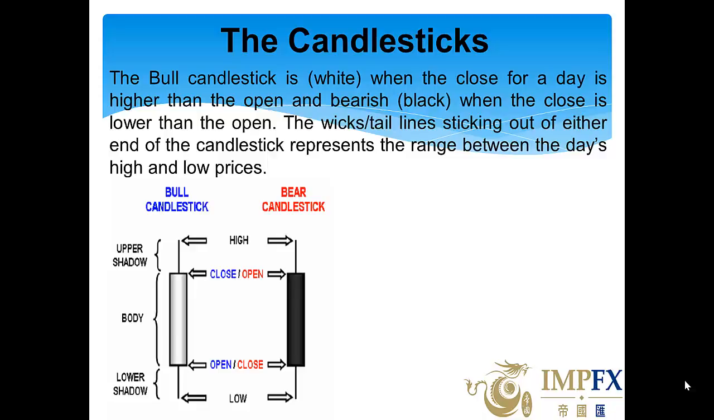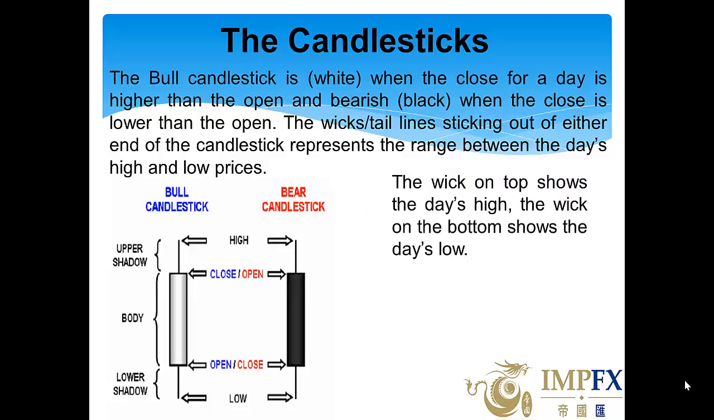The wicks sticking out of either end of the candlestick represent the range between the day's high and low prices. As you can see here, the wick on the top side shows the high and the wick on the bottom side is the low.